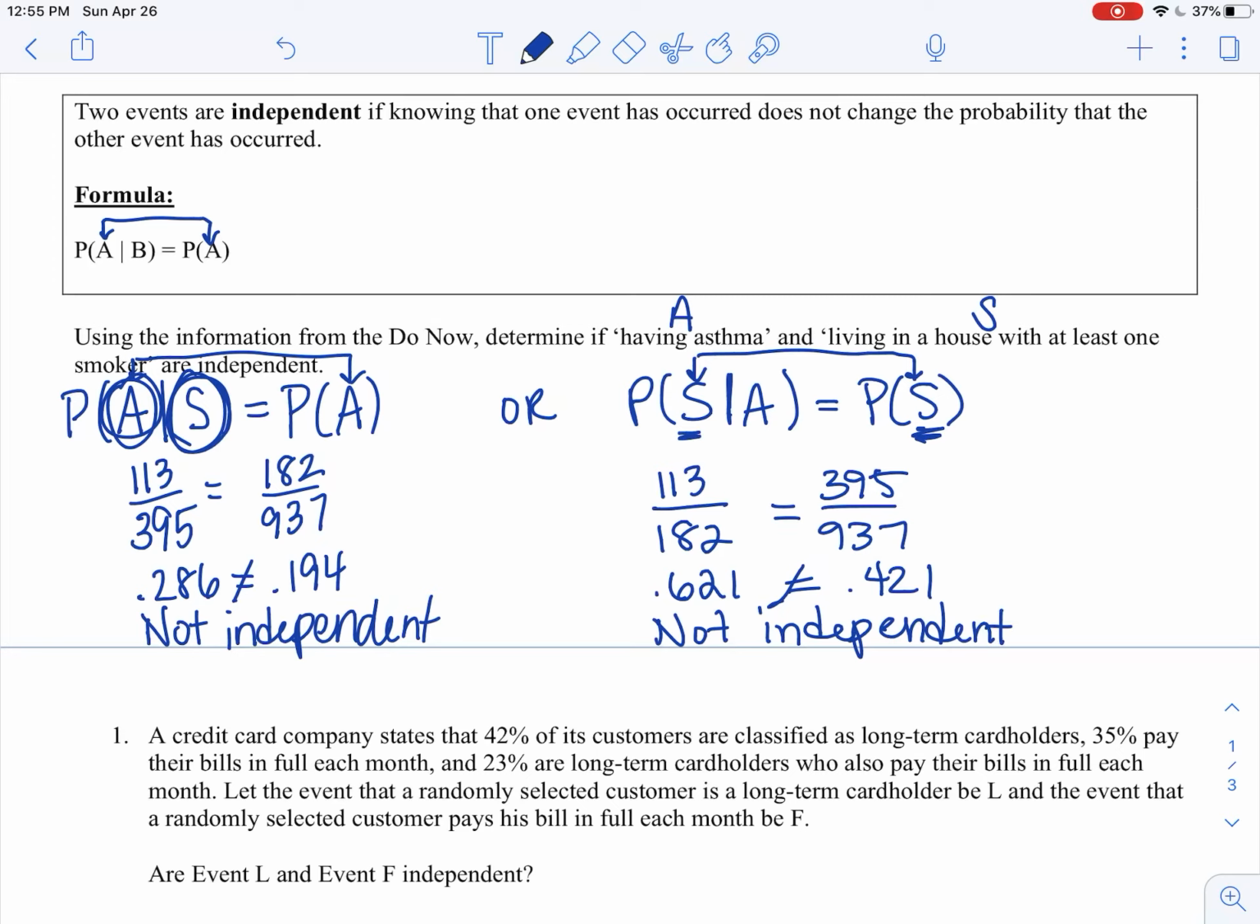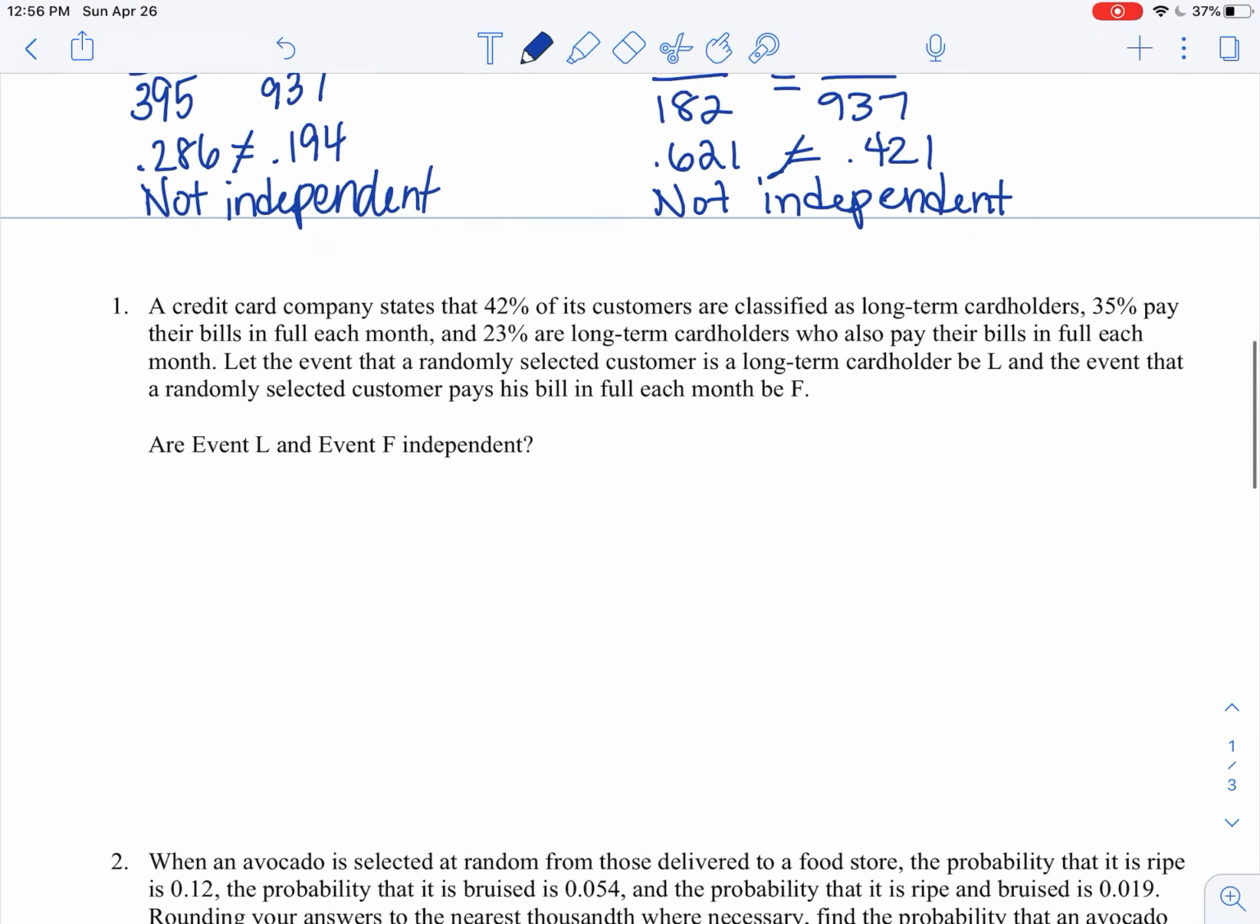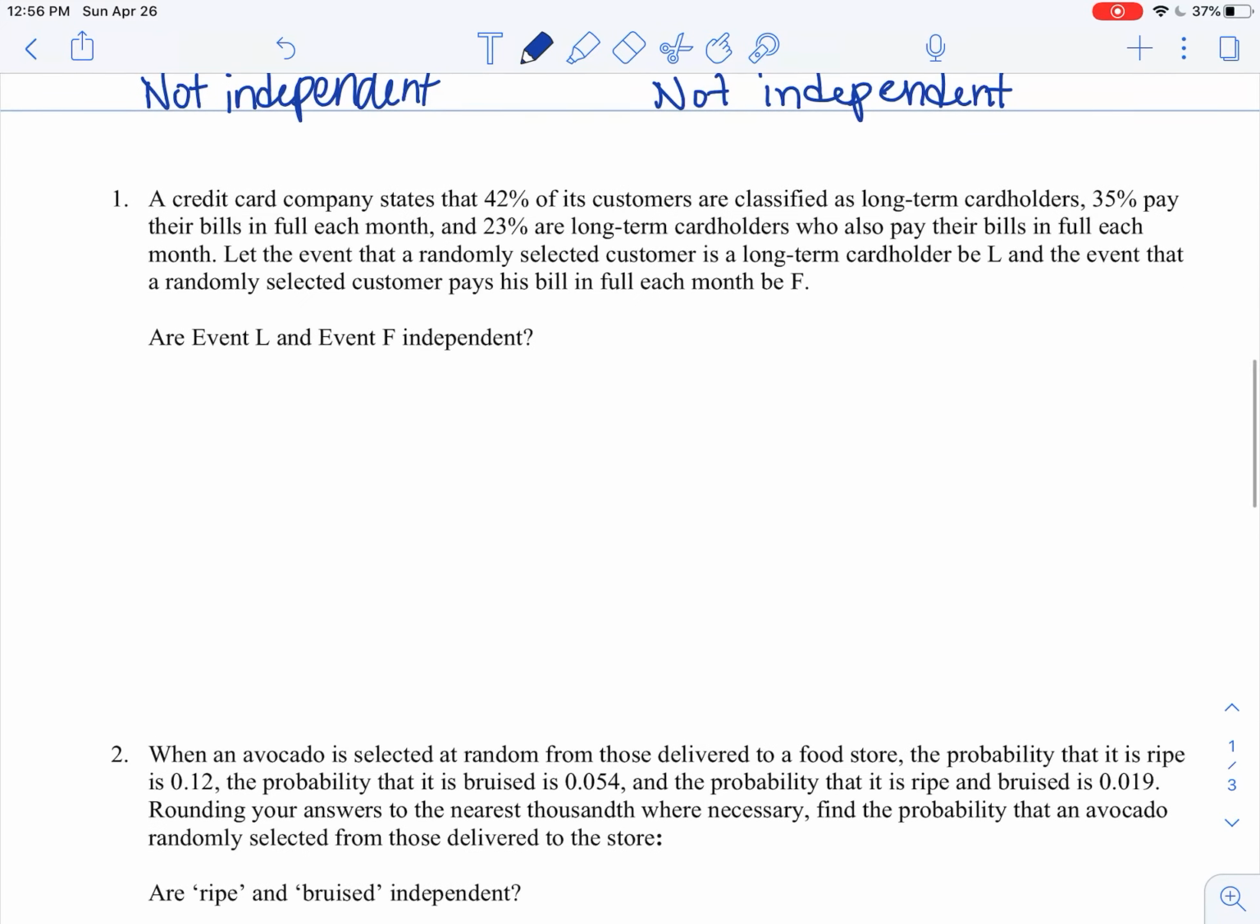Okay, so just to sum up what we're doing so far, when you're checking to see if two events are independent of each other, you take those two events and you make some sort of a given probability, and you set it equal to an individual probability. And if those two things come out to be equal, then these events would be independent. If they are not equal, they are not independent. So let's take a look at one where we have to actually set up the two-way table and then determine if they come out to be independent.